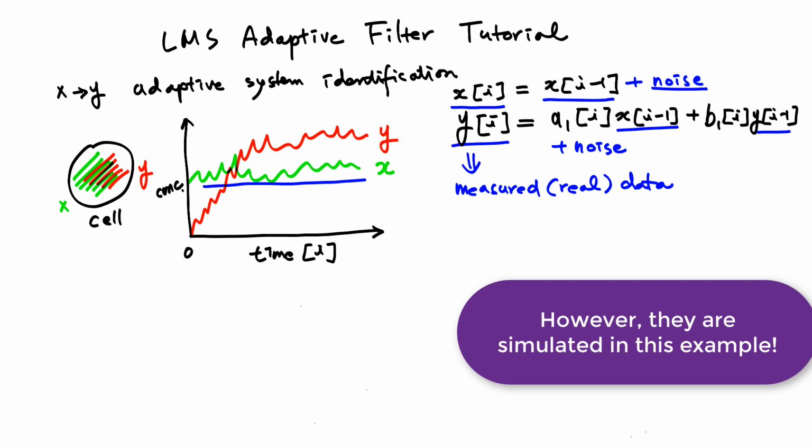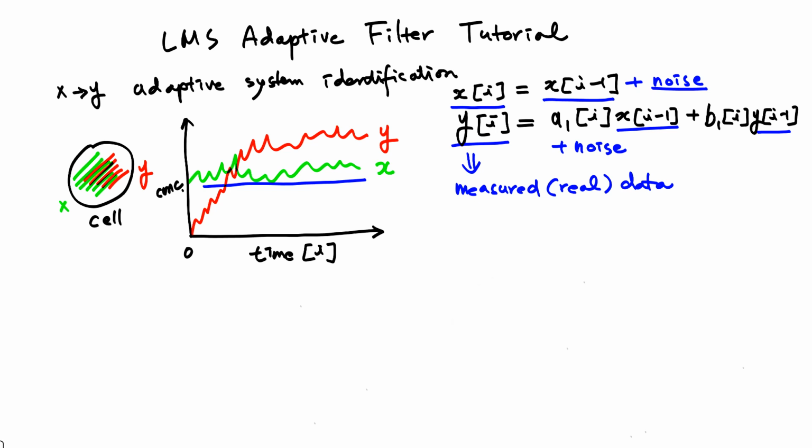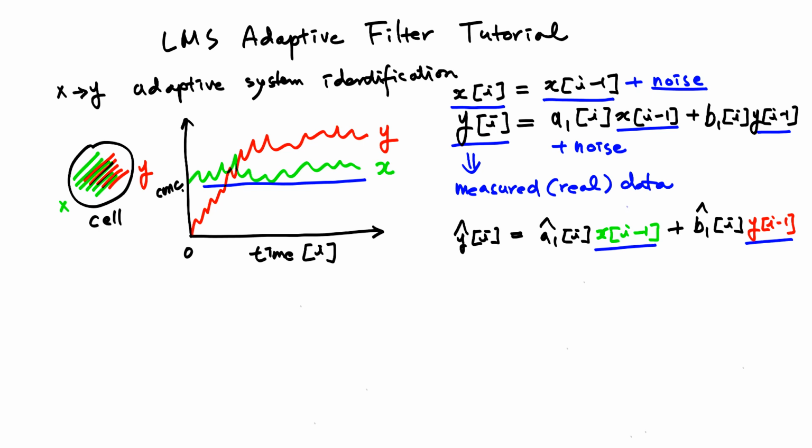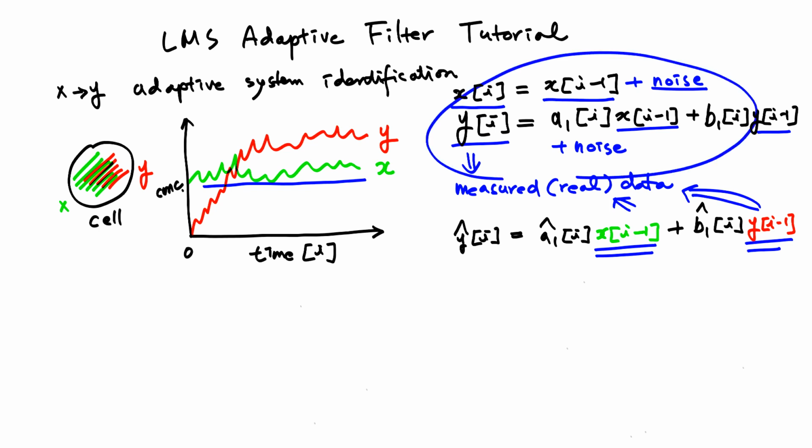And for our system identification, we will have a model which is this. y hat of i is equal to a sub 1 of i hat times x of i minus 1, plus b sub 1 of i hat times y of i minus 1. These values are measured values, so these values will come from these equations. On the other hand, these values are estimated values.